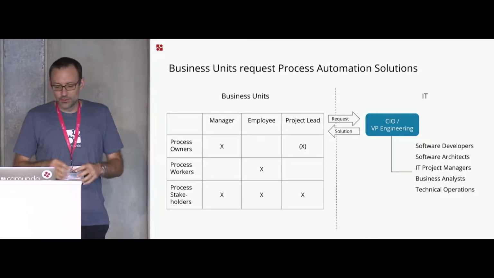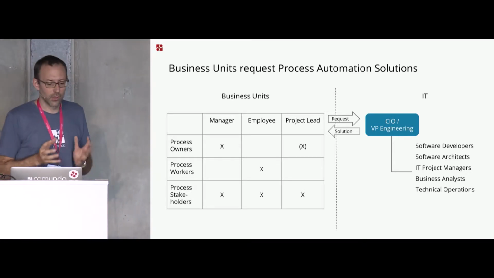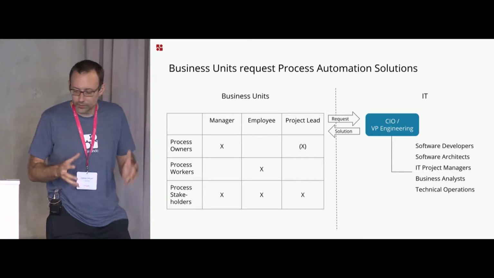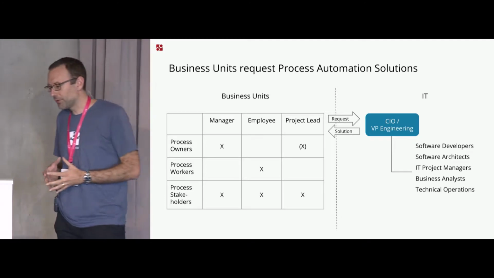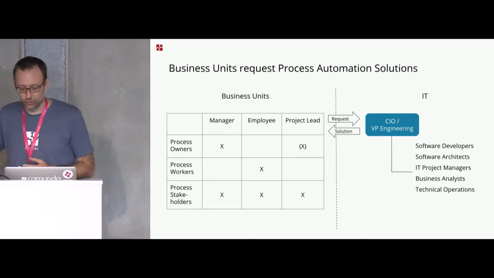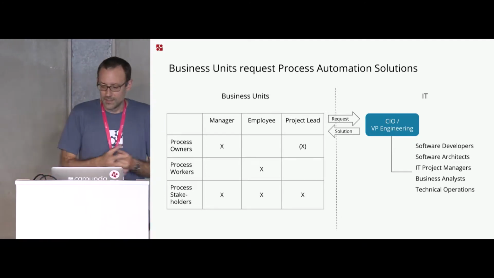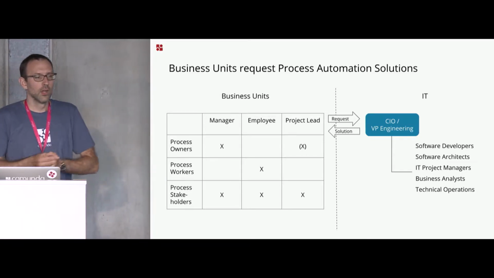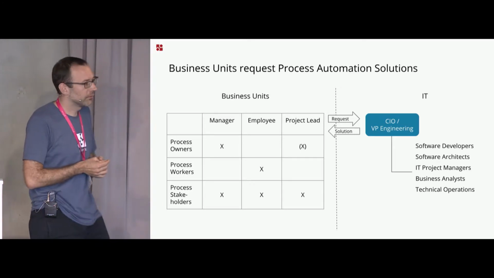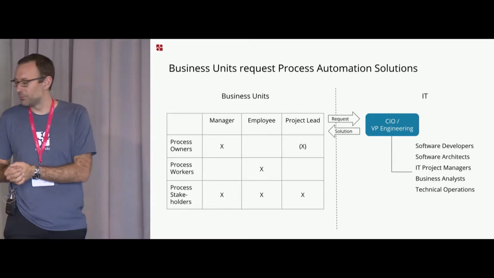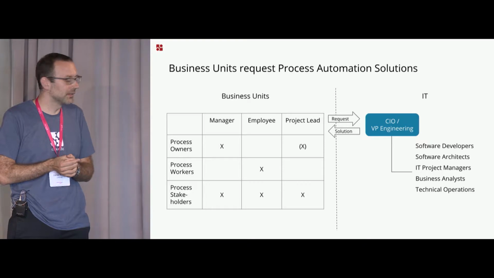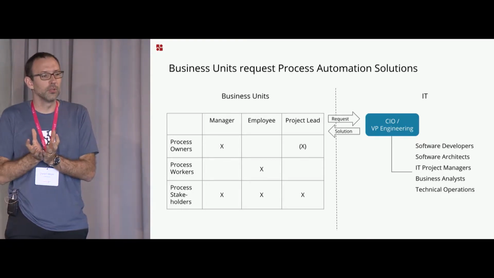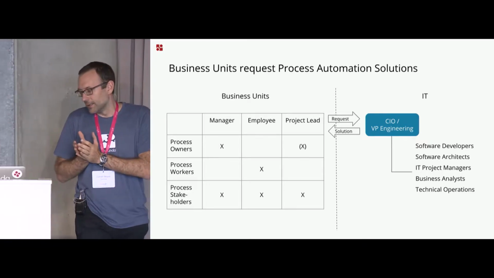And as an organization, this business unit will come to the conclusion that it wants to automate the business process, and then it will request the solution from the IT department. And in there, again, we have various different roles. And one of the key benefits of BPMN and the business process automation paradigm is that we can bring together all these people around the process models.